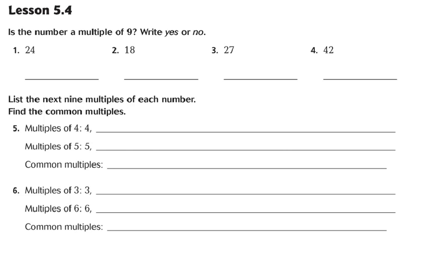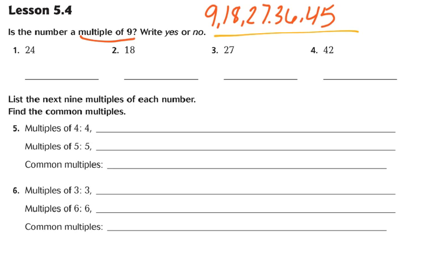Is a number a multiple of 9? So I have to find my multiples of 9. 9, 18, 27, 36, 45, and none of my numbers are greater than that. So now I just have to look at what I wrote here and say, is this a multiple of 9? No. Yes. Yes. And no. Easy peasy lemon squeezy.